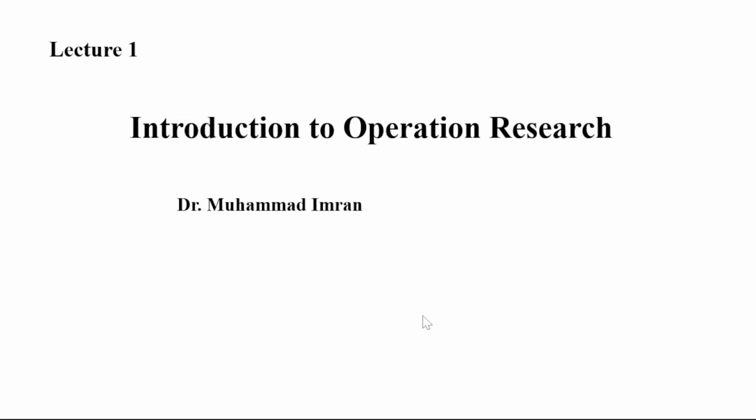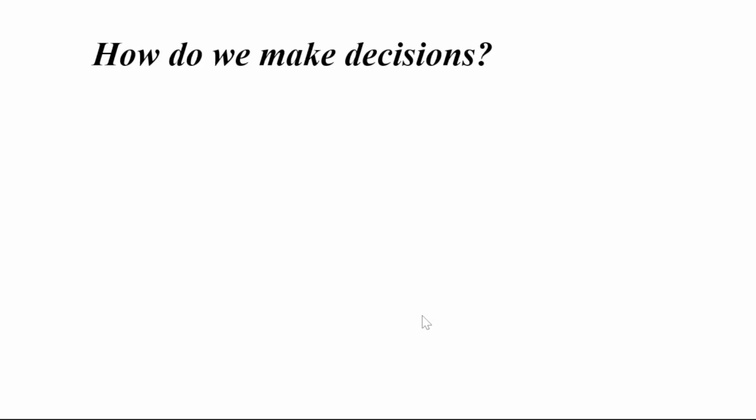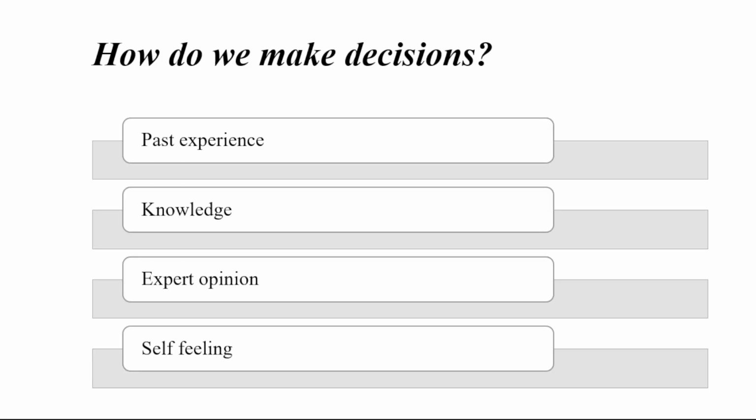To understand operation research, I will just give you an idea about how we make decisions in our daily life. Sometimes we get expert opinion, and sometimes we make decisions on the basis of gut feeling. Sometimes we have past experiences, and yes, sometimes we have knowledge. So these are the four fundamental ways to make decisions, and most of us make decisions using these four options.